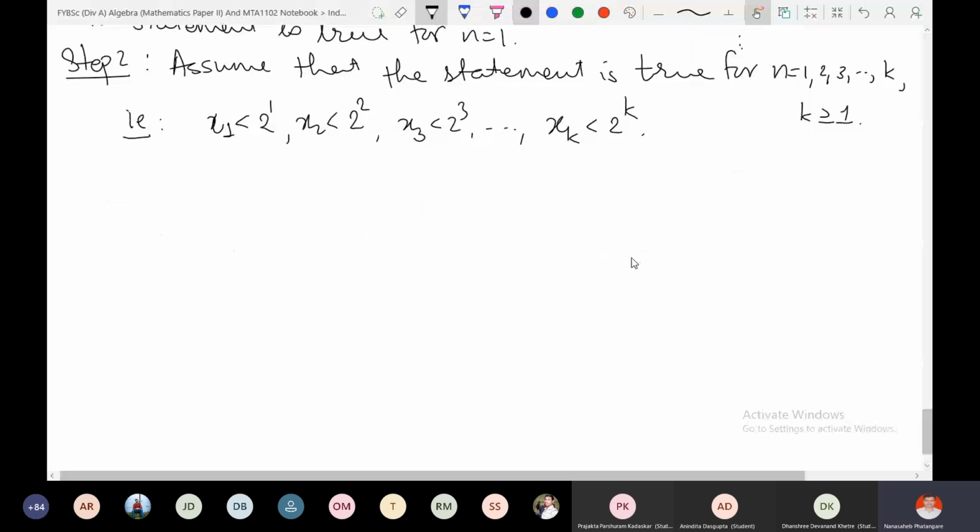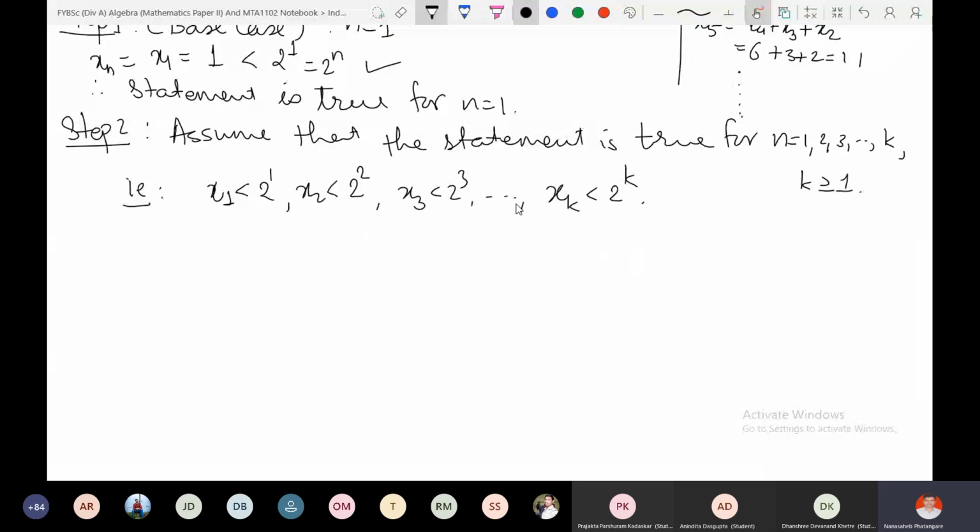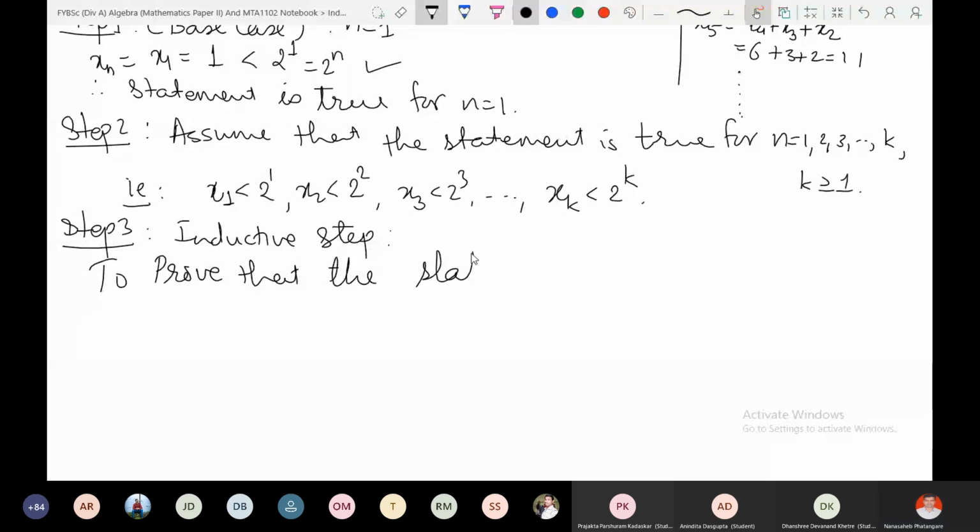Fine. So certainly for k minus 1 also we are assuming the result or statement is true, right? So the third step, the inductive step. So what is our claim in this step? To prove that the statement is true for n is equal to k plus 1. So we want to prove for the next value of n, that is k plus 1.